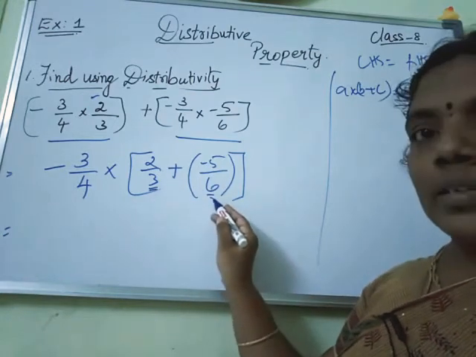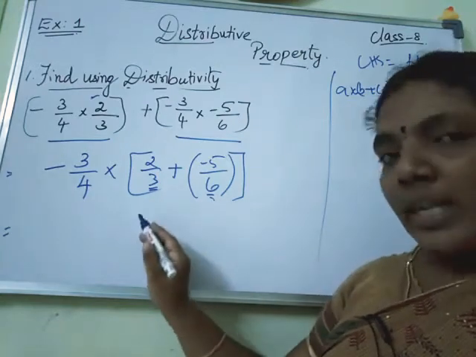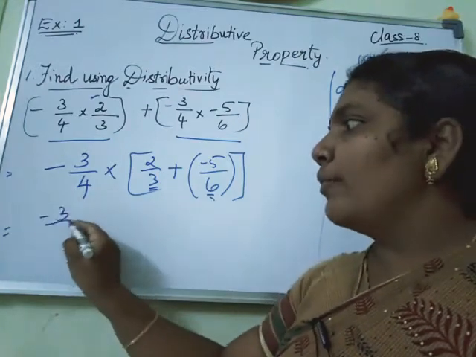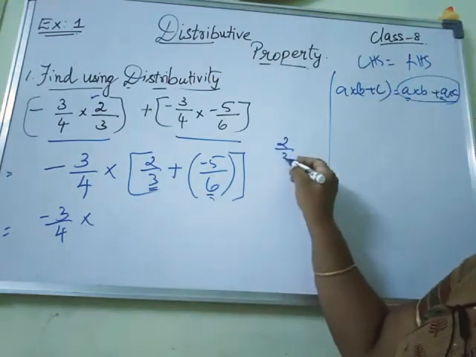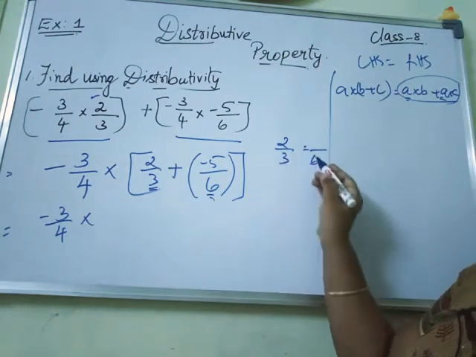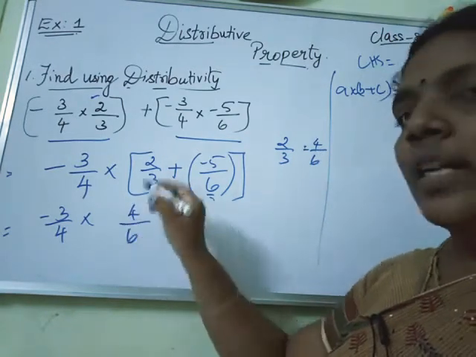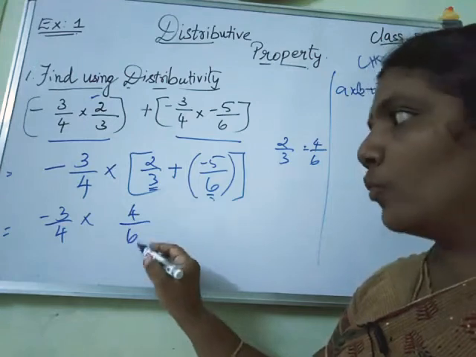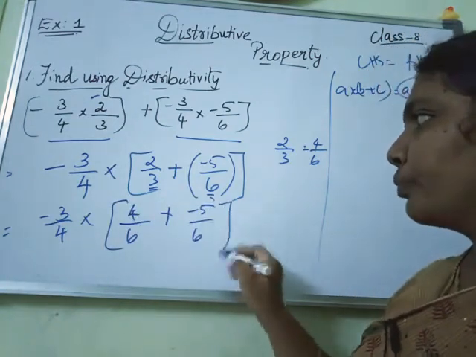Here it is 3 and here it is 6. We cannot add or subtract since these are unlike terms, we have to make them like terms. So minus 3 by 4 will be as such, and what is equivalent to 2 by 3? That is 6, 3 will come 6, so 2 will come as 4. Now 4 by 6 is the equivalent fraction of 2 by 3, and close the bracket here, plus minus 5 by 6.